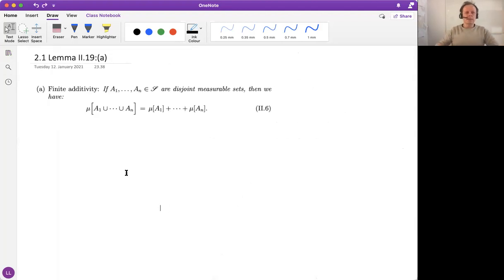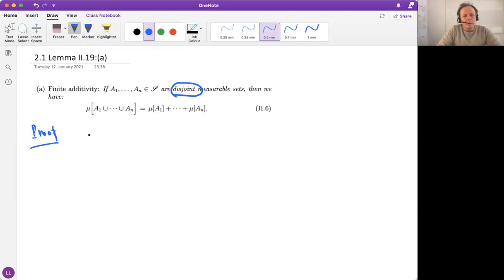First of all, there's property A. For any measure, the property says that there's finite additivity instead of countable sets. So we can also have finitely many, a disjoint union. Again, the word disjoint is important. For disjoint unions, the measure of the union is the sum of the measures. And how is this proved?